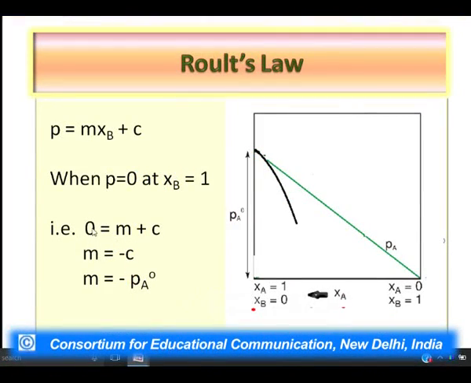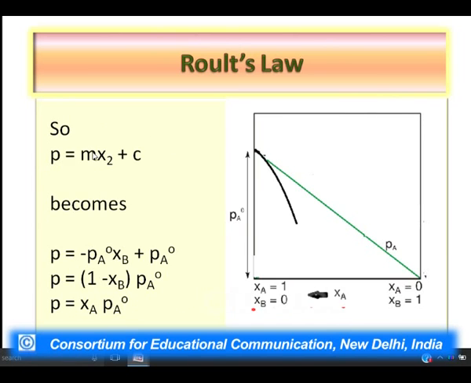So, we can put these two values again in the equation P equal to m xb plus C. Instead of P you can substitute 0, and for xb you can substitute 1. So, 0 equal to m plus C. So, therefore, m equal to minus C, and C we have already evaluated as Pa naught. So, it means m equal to minus Pa naught.